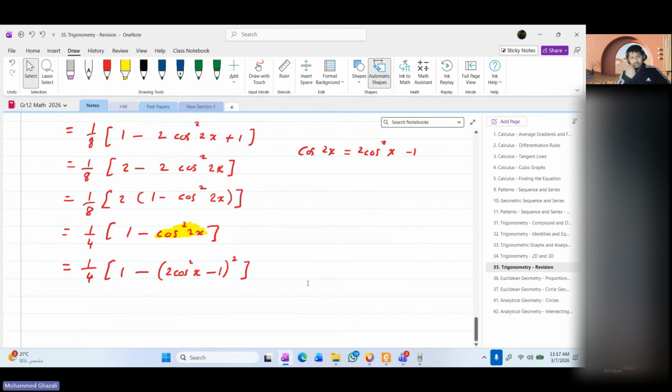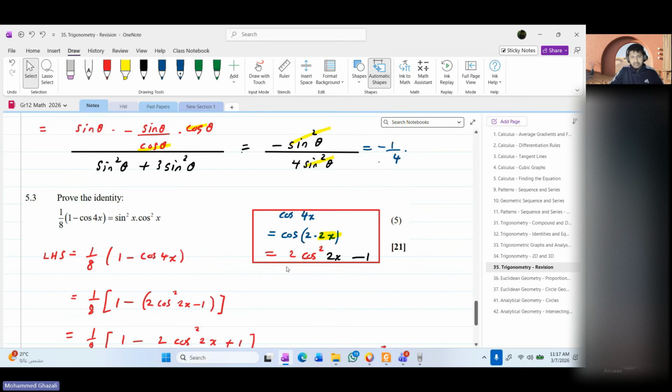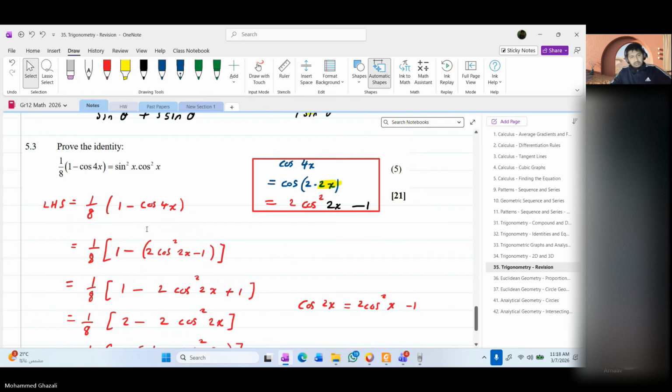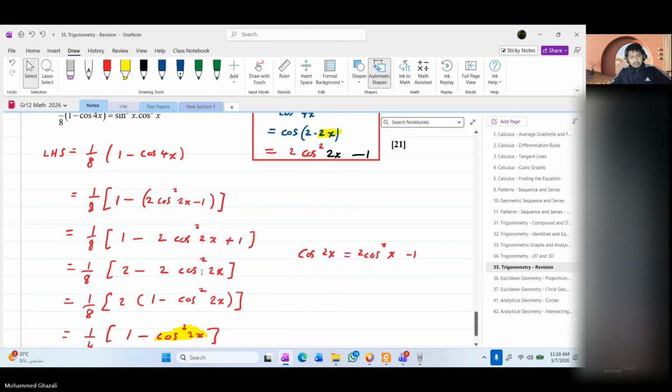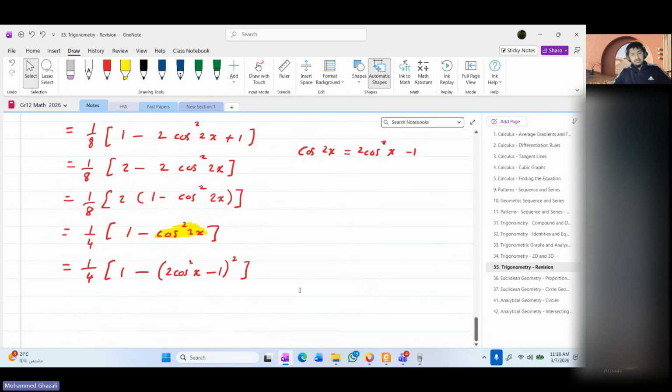I'm going to end up getting cos 4x here. One second, let me just see if I substituted everything correctly. Cos 4x is 2 cos squared 2x minus 1. So I ended up with 2 cos squared 2x minus 1. That's fine. We got 2 as a common factor. We got a quarter into 1 minus cos squared 2x.